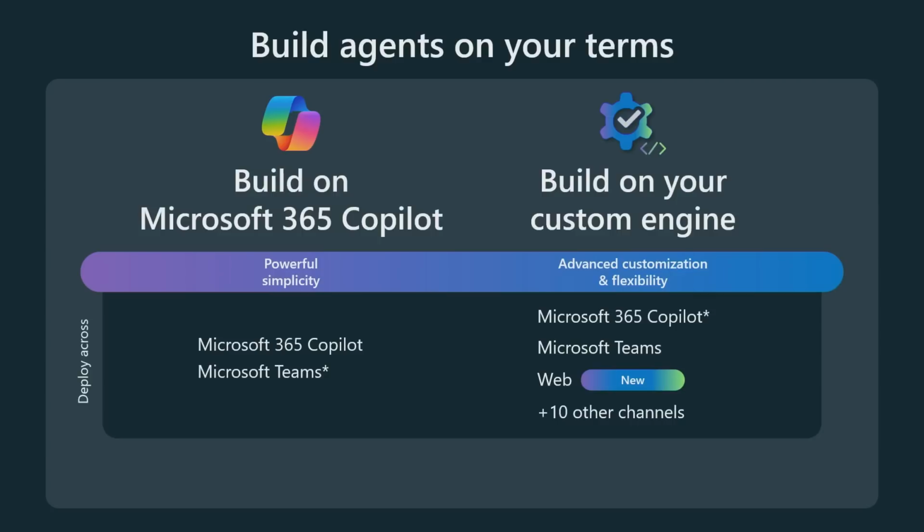Custom engine agents currently work in Teams directly, on web channels, and other channels such as Messenger and Slack and so forth. And we're actively working to make sure that those work inside of Microsoft 365 Copilot too. So a user doesn't have to differentiate between whether they're using a declarative agent or a custom engine agent. They'll just be known as agents across all of our hubs.